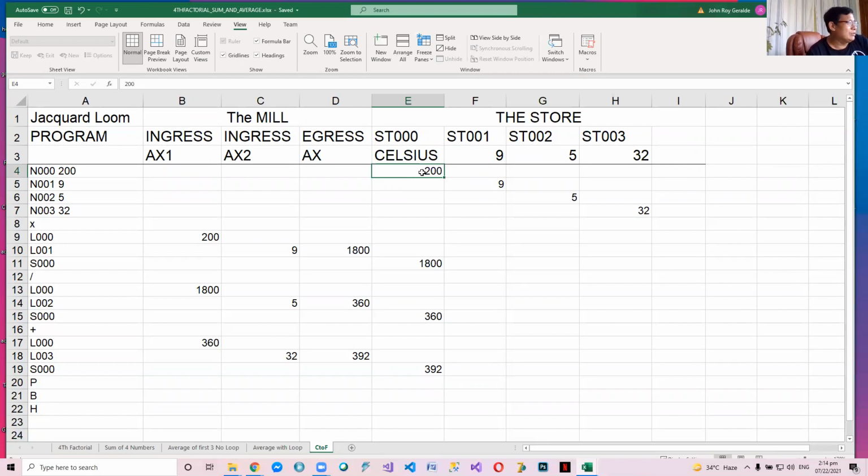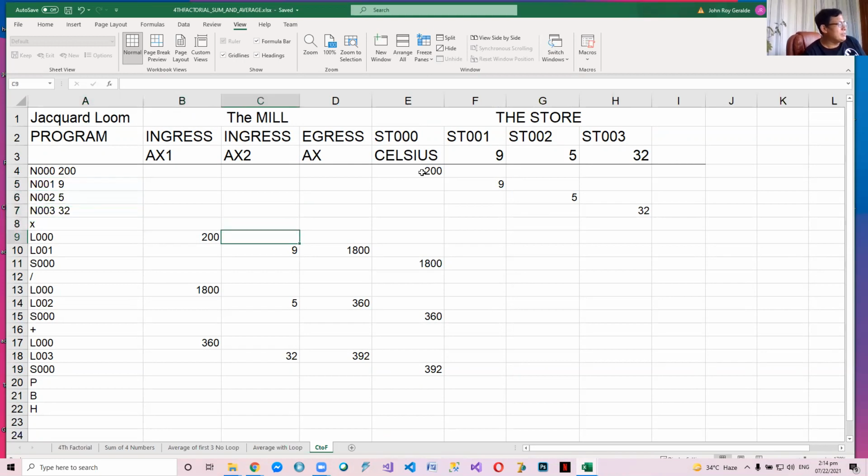So this is like the sum of 1 to 3. You just do it directly without a loop. We have N00 with 200 as our input. I don't have to erase this because it's simpler. 9 is our multiplier, 5 is our divisor, and 32 is our addend.